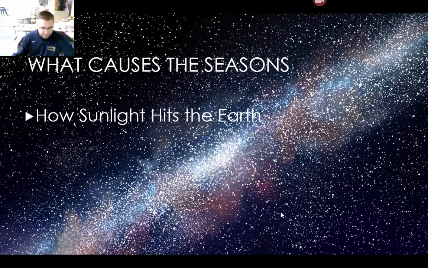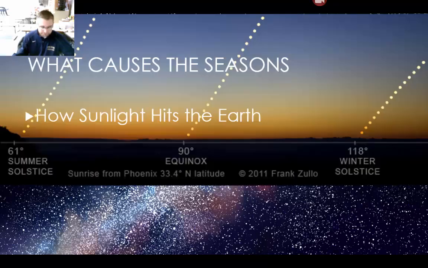Many places that are far from Earth's equator and its poles have 4 distinct seasons: winter, spring, summer, and autumn. But there are differences in temperature from place to place. For instance, it is generally warmer near the equator than near the poles. So why is this? One reason is how sunlight hits the Earth.